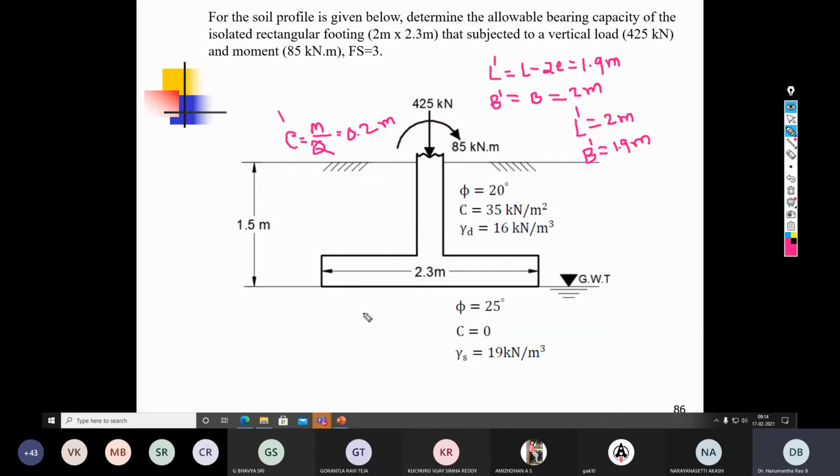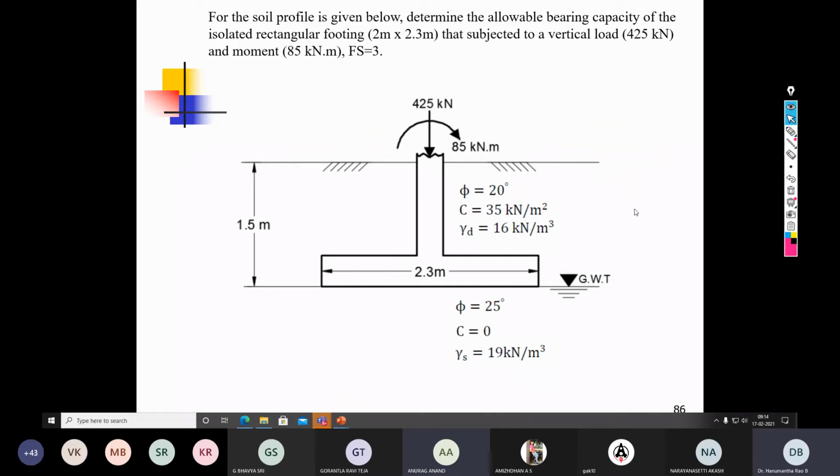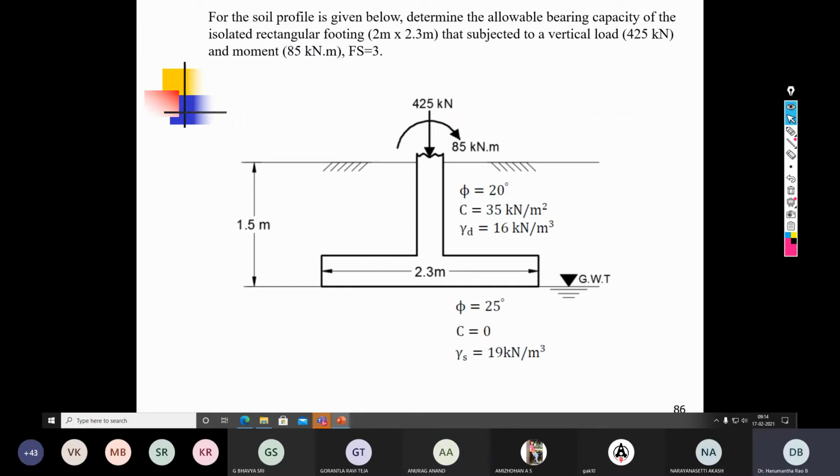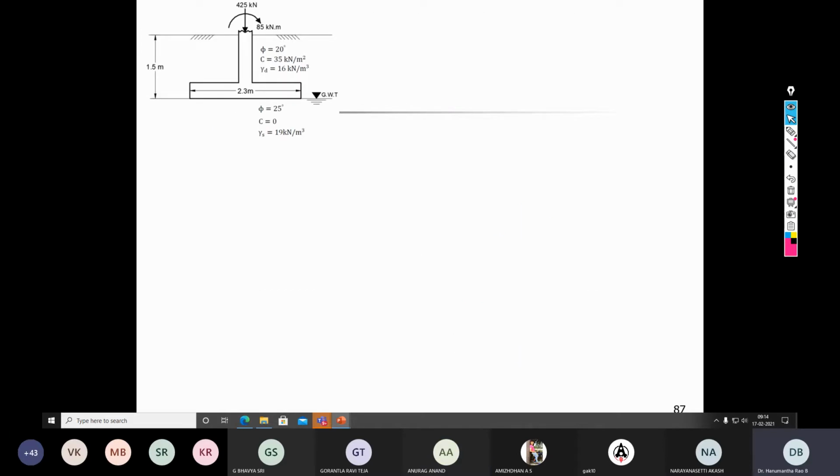Sir, for depth factors, do we take B or B dash? Sir, B we have to take. No, the modified one, B dash. Sir, it was written in the slide that for depth factors we should take B, not B dash. Okay, then take B. In this case, it is okay. Let me see it.